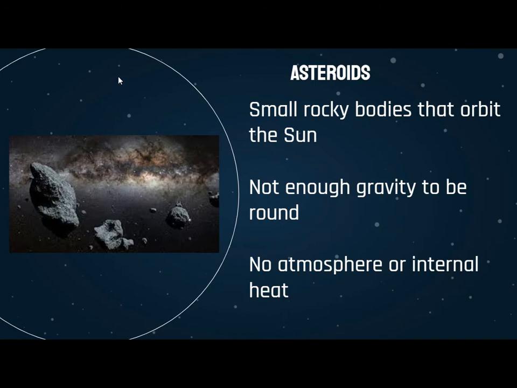So, asteroids. They're just small rocky bodies that orbit the sun. They do not have enough gravity to be spherical or to be round, so they just look like big hunks of rock. They have no atmosphere and they have no internal heat. It's kind of the definition of an asteroid.